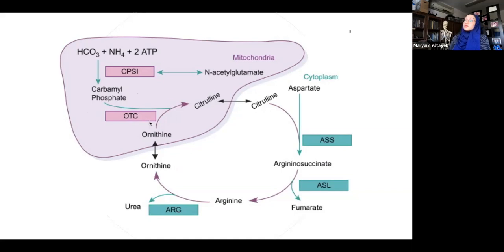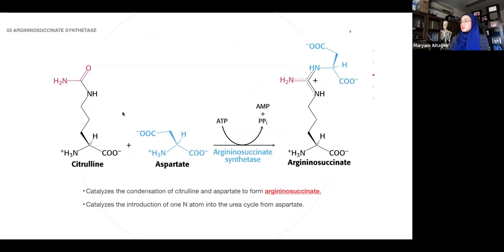And again, remember, for carbonyl phosphate synthase 1, N-acetylglutamate is an obligate activator, meaning if it's not present, the reaction will not happen. So it is very important, and levels of this are going to be stimulated by eating dietary protein. So think of eating chicken, meat, even non-meat sources of protein. Okay, so that's step 1 and step 2.